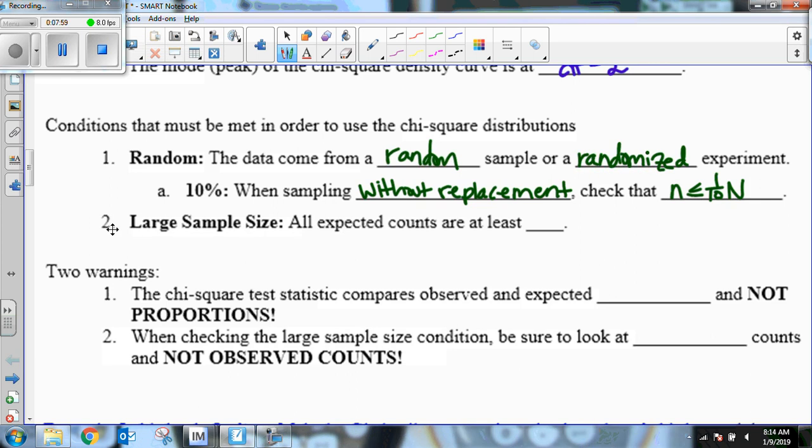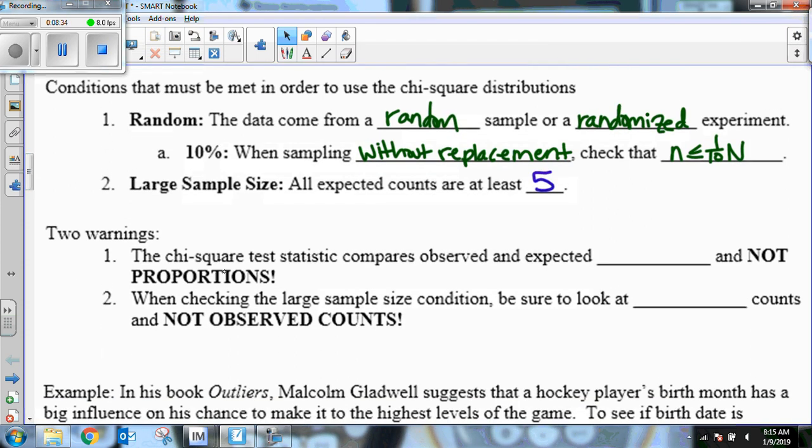And then, of course, normally for the second condition, it's the normal condition, but we're actually changing it to the large sample size condition because we're not using a normal distribution. So we're not going to check for a normal condition. Instead, we just need to make sure that the sample size is large enough. So it's actually a pretty basic concept. All the expected counts, and we'll get into what an expected count is, but all the expected counts are at least 5.